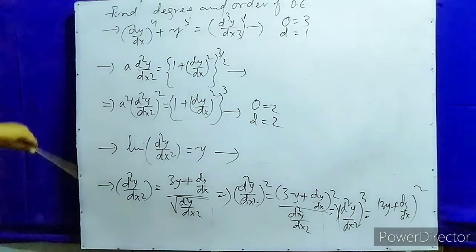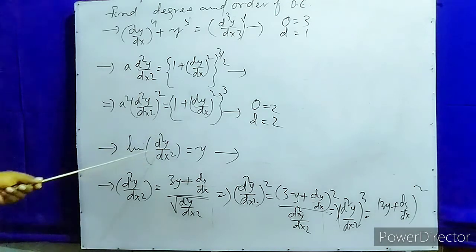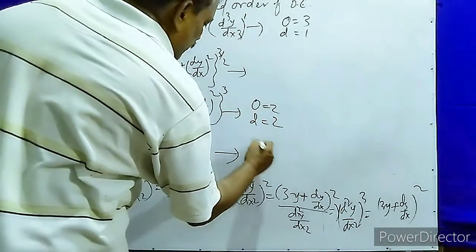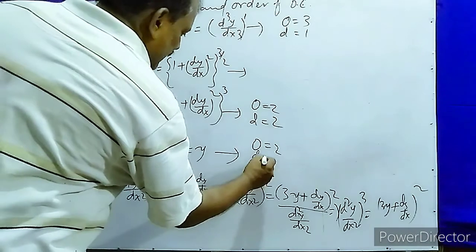Okay. In this case you get this one differential equation. Here d square y by dx square, only one differential is there. Here the second order differential. Here order equal to 2. And the power equal to 1 is there, so degree equal to 1.